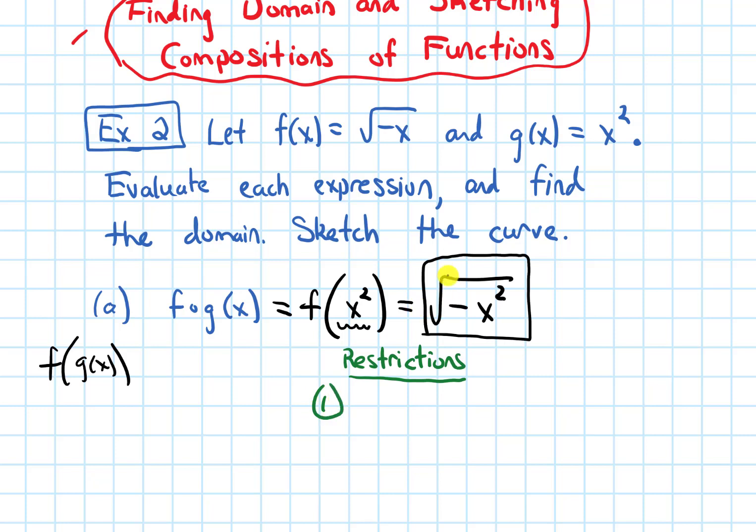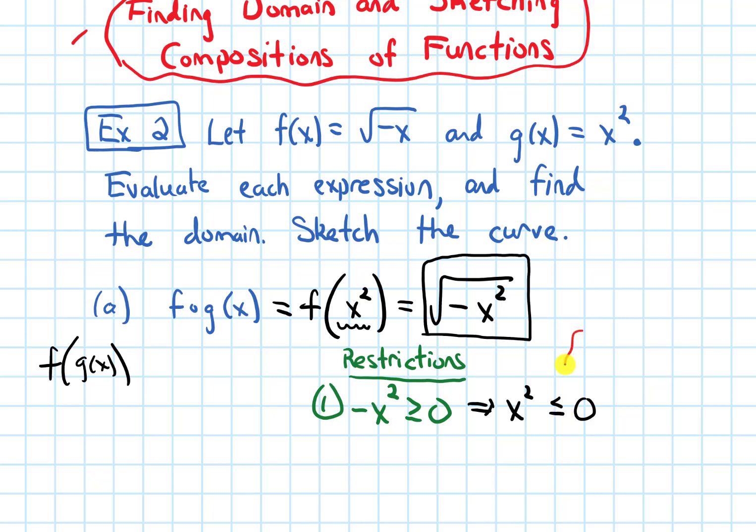If I have a square root, an even root, the inside, which is negative x squared, needs to be greater than or equal to 0. The inside of my square root has to be non-negative. Okay, and with this, I can multiply both sides by -1. If I do that, I'll get x squared on the left, and 0 on the right, because 0 times anything is 0. But if I multiply both sides by a negative, it'll flip my inequality. And I get x squared is less than or equal to 0.